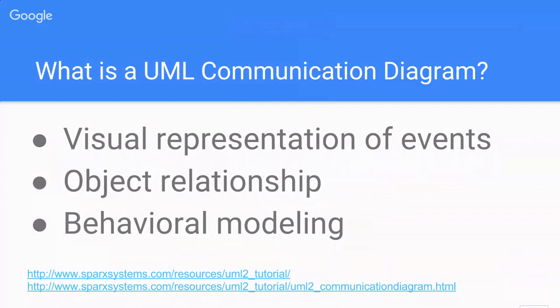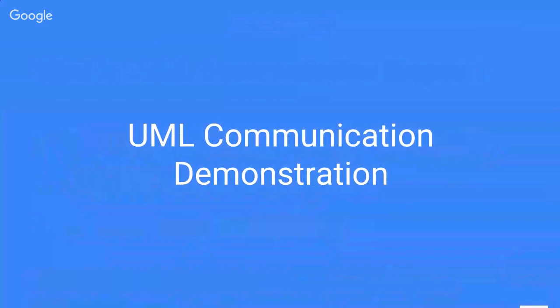Another thing about communication diagrams is they are a behavioral modeling system, which defines varieties of interaction as a model executes itself, as opposed to structural modeling. So again, communication diagrams are all about message flow, object relationship, and behavioral modeling. And now, Jason's going to go ahead and talk to us about the demonstration of UML communications.